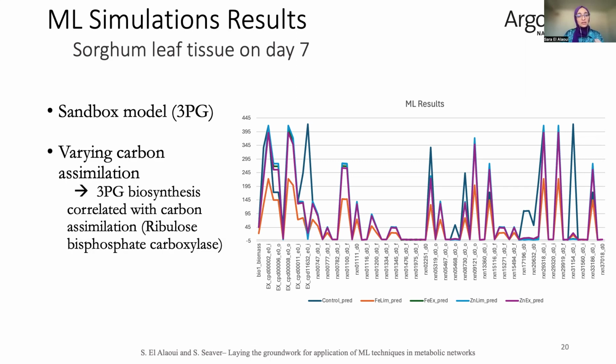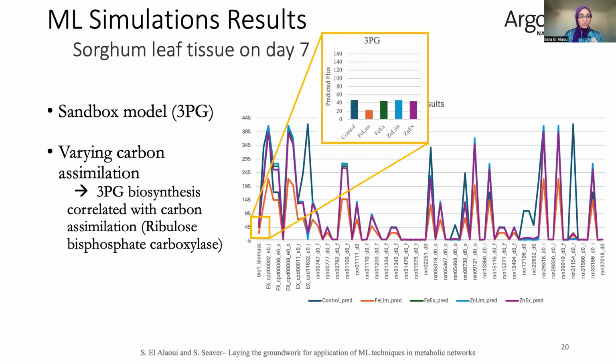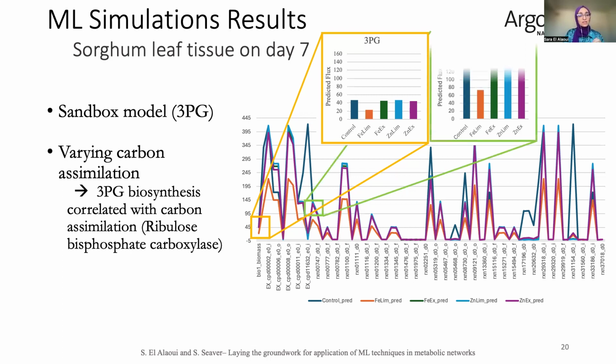We can see that there's variable carbon assimilation. With limited iron, it's almost in the 20s. With the other conditions, it was up in the 40s, almost 40-some. There's a variability in the assimilation of carbon. Because 3-PG has 3 carbons, we expect that the assimilation of CO2 would be 3 times as much as the biomass, and that's what we got from the profile from the fluxes that the machine learning predicted.